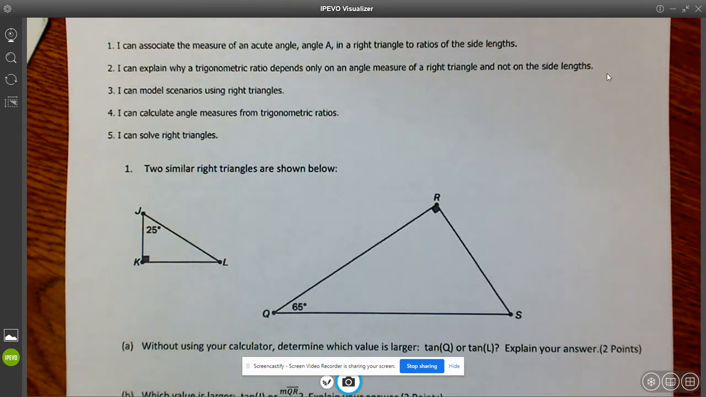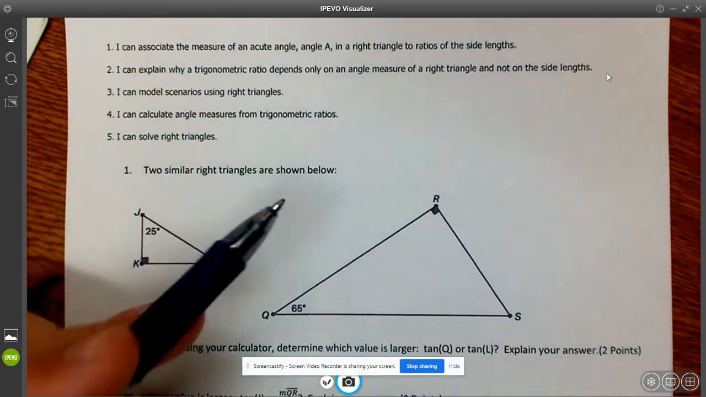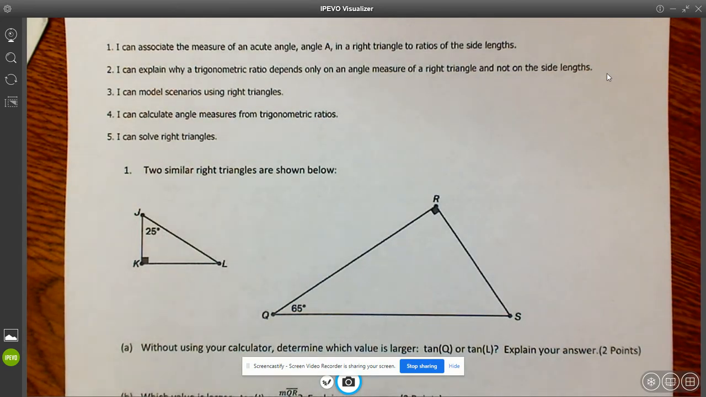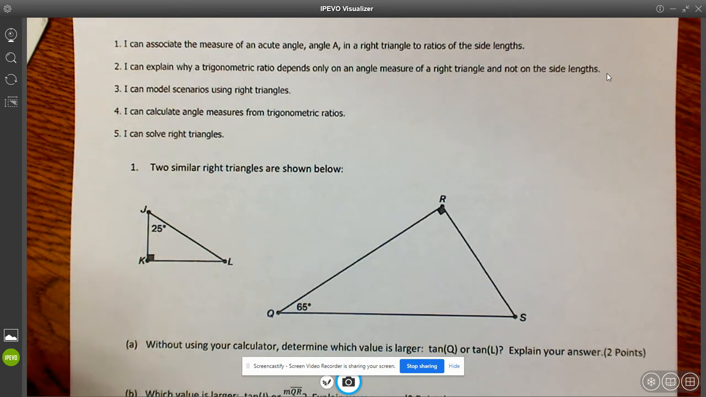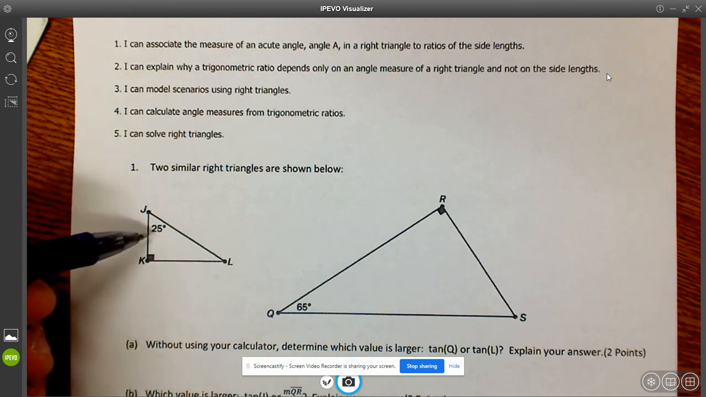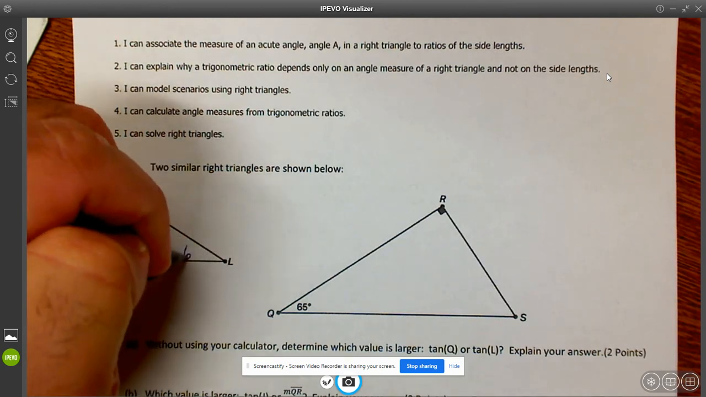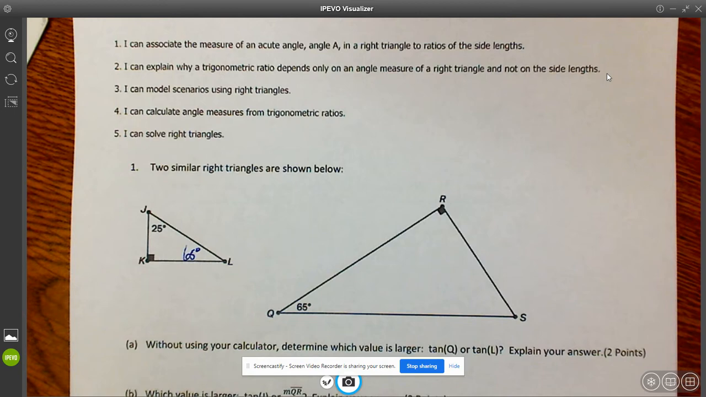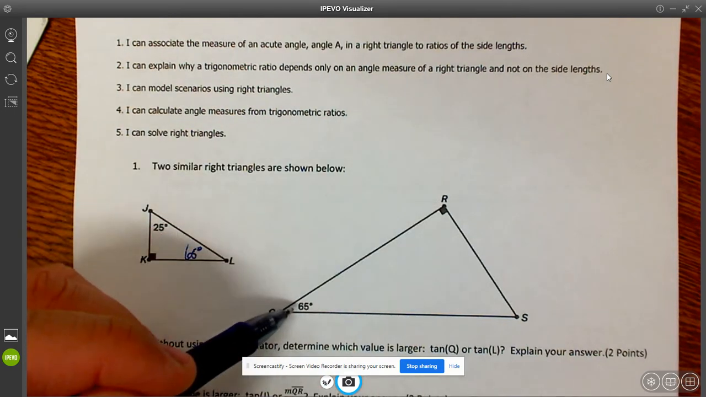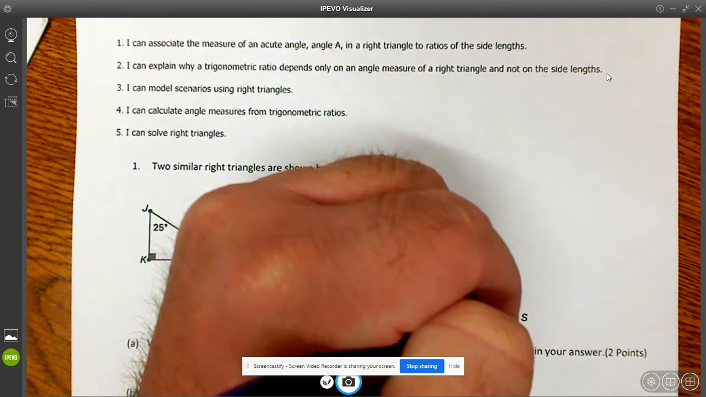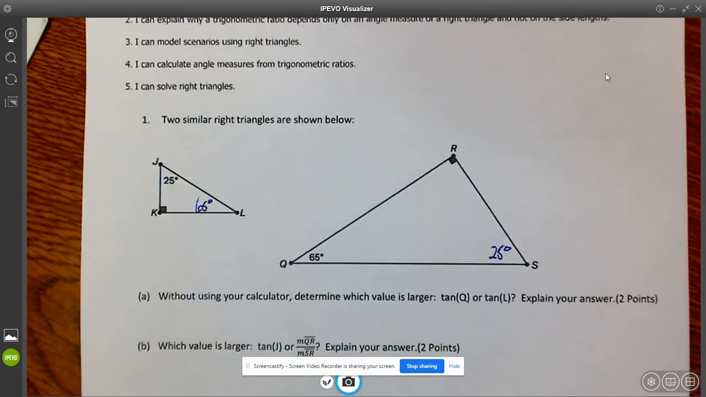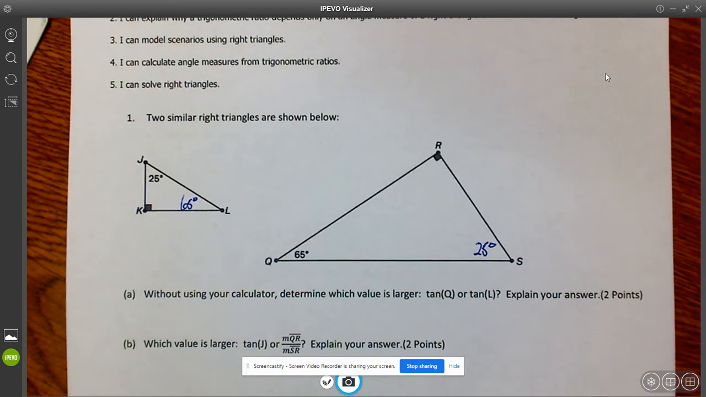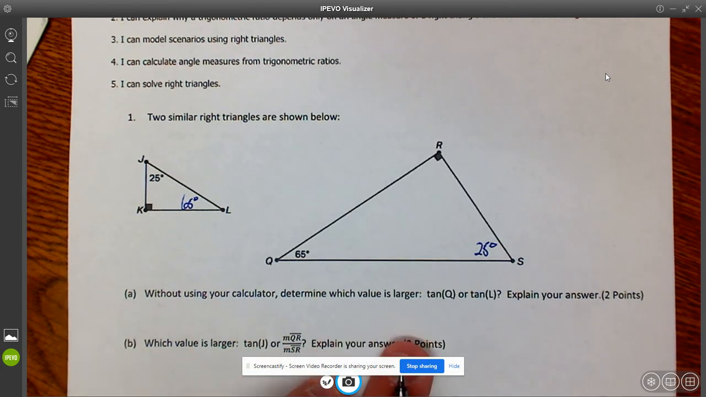So what I'm looking at here says two similar right triangles are shown below, which means that the corresponding sides are proportional and the angles are the same. So if this is 25 degrees and this is 90, this has to be 65 degrees. This is 90, this is 65, and this has to be 25 degrees. It says, without using your calculator, determine which value is larger.